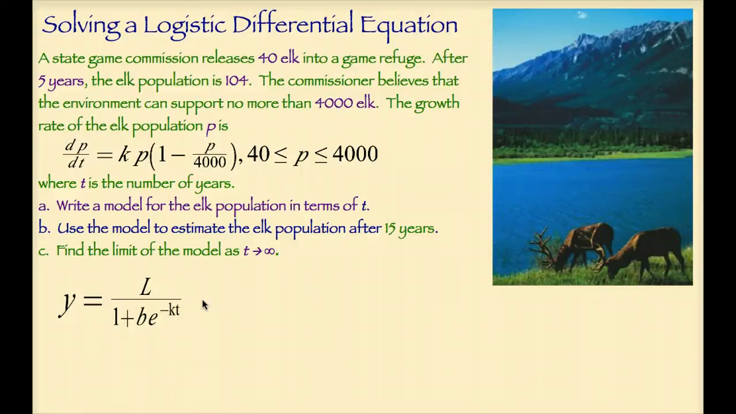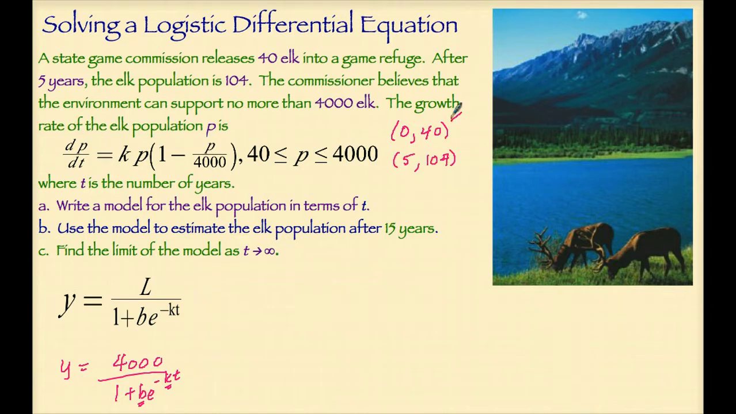Remember, this is a general solution for a logistic differential equation. L is the carrying capacity. Our carrying capacity is 4,000. Therefore, our particular solution will look like this: y equals 4,000 over 1 plus b e to the negative kt. We'll need to solve for b and k using initial conditions, and those come from the original problem. At time 0, there were 40 elk released into the game refuge. After 5 years, the population was 104.